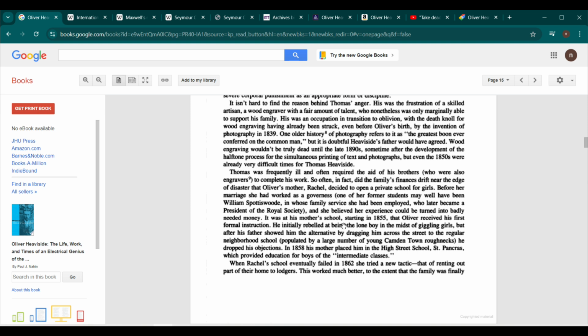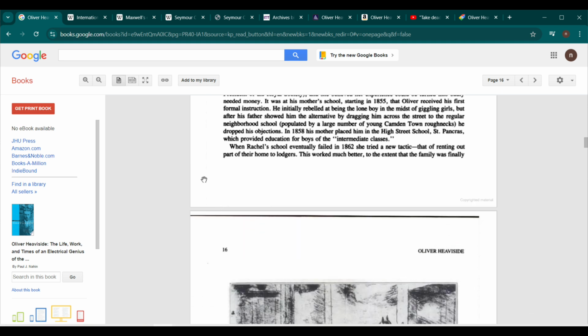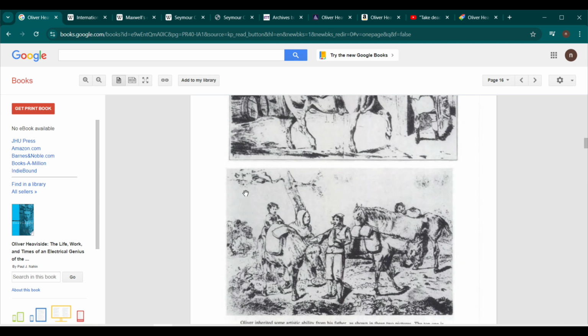He initially rebelled at being the lone boy in the midst of giggling girls, but after his father showed him the alternative by dragging him across the street to the regular neighborhood school, populated by a large number of young Camden Town roughnecks, he dropped his objections. In 1858, his mother placed him in the High Street School, St. Pancras, which provided education for boys of the intermediate classes. And they ended up renting out the home, which also brought in some money.